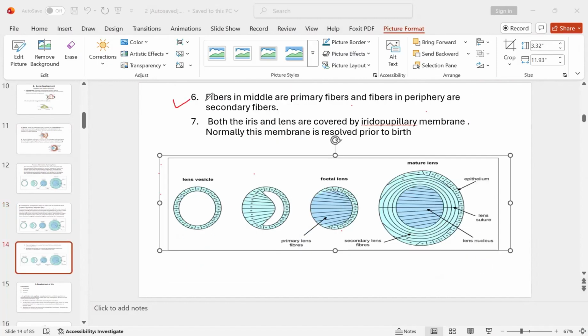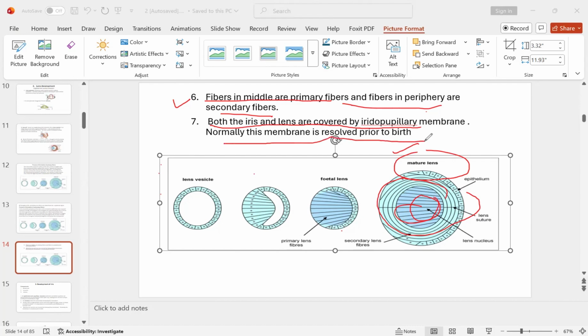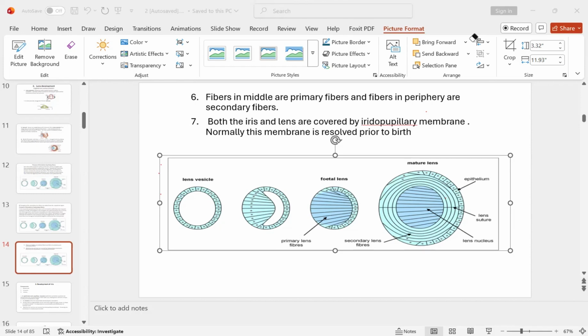Fibers in the middle are primary fibers and fibers in the periphery are the secondary fibers. You can see in this diagram of the mature lens that the fibers in the middle are the primary fibers and the fibers in the periphery are the secondary fibers. Both the iris and the lens are covered by the iridopupillary membrane, but normally this membrane is resolved prior to birth. So let me summarize the process of development of the lens.